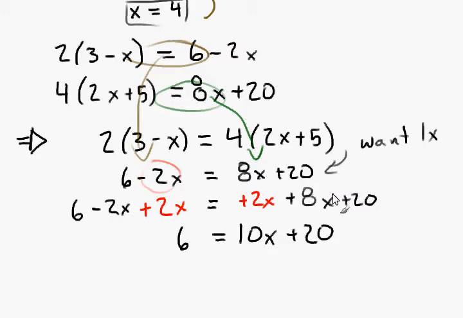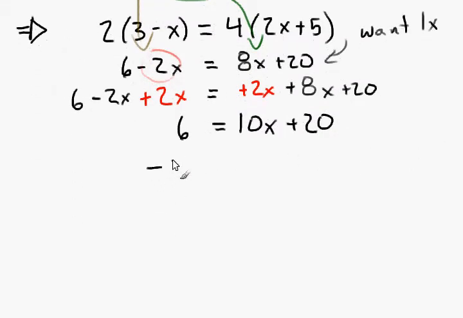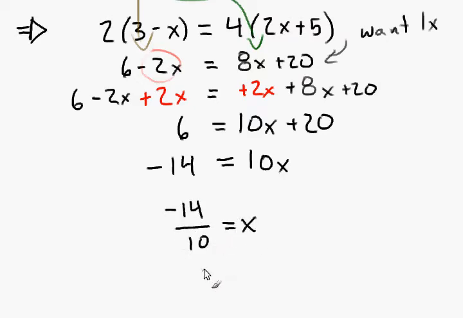Now, we can solve. We'll subtract 20 from both sides of the equation here. We'll have minus 14 is equal to 10x. Then we'll divide both sides by 10. Minus 14 divided by 10 is equal to x. We've got our solution. If we wanted, we could simplify this to minus 7 divided by 5 is equal to x.